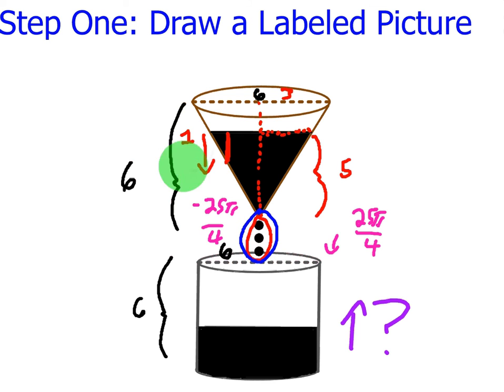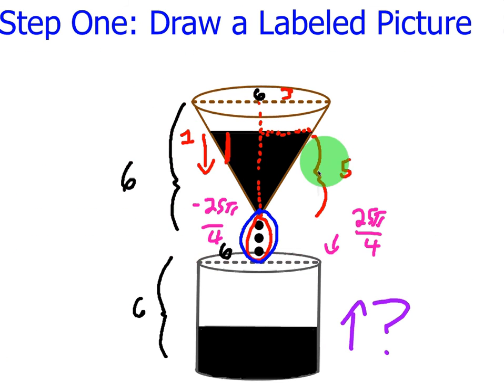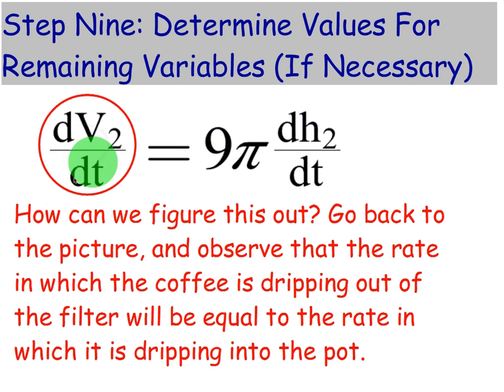Now fortunately, we do know that it's falling at a rate of 1 inch per minute, and we know that the coffee in the filter is 5 inches deep as well. We also know the radius of this coffee filter, and the height of the total filter. So we should be able to figure out the rate at which it's dripping out of the coffee filter. So for step 9, we're going to use that information to figure out dV2/dt.